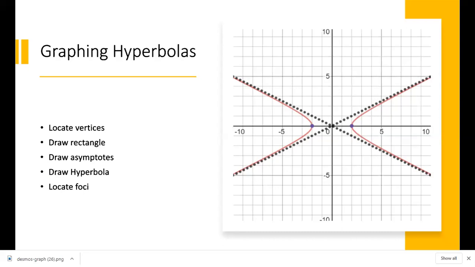In most cases we're asked to locate the foci, which is important technically for drawing the hyperbola, but when you're sketching it, we don't usually consider the foci when we're trying to do a rough sketch of it, but it is important and you will be asked to do it. So these are the steps. We locate the vertices, we draw the rectangle, we draw our asymptotes, and we can draw a hyperbola.